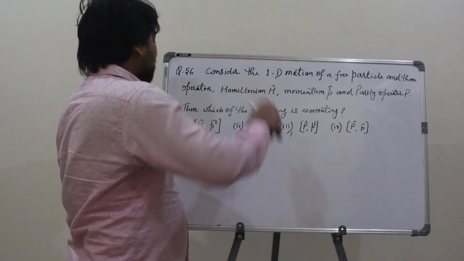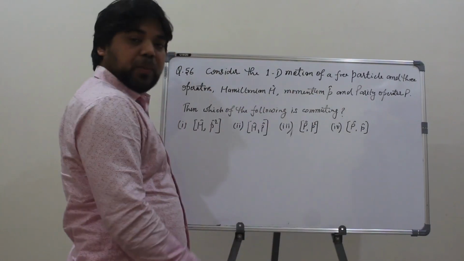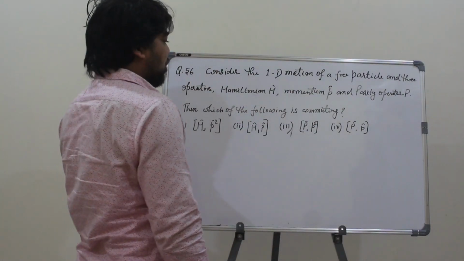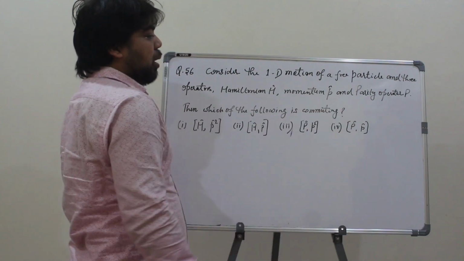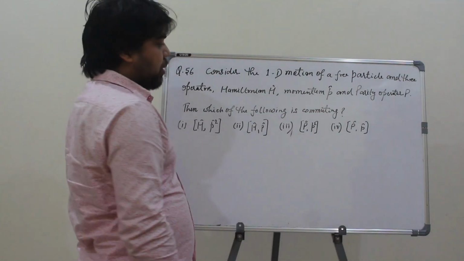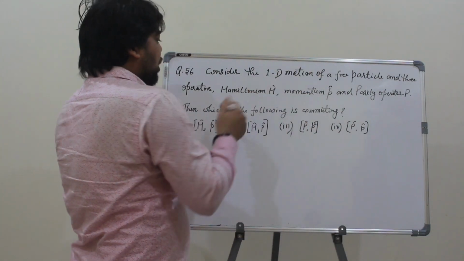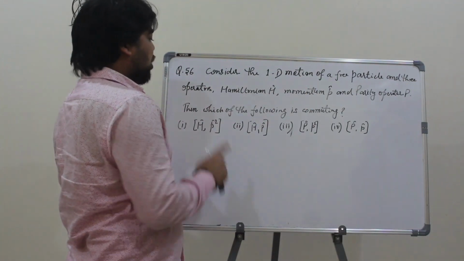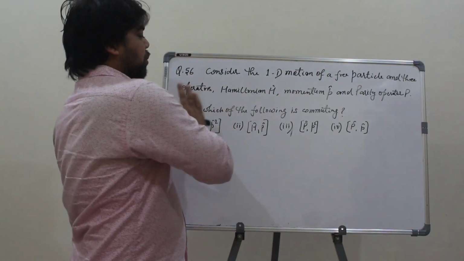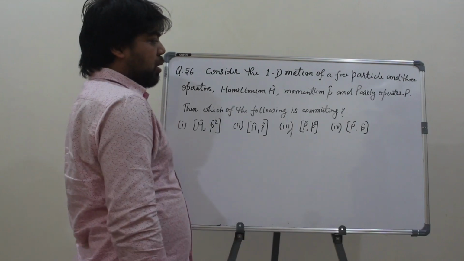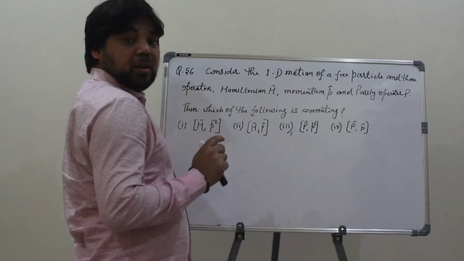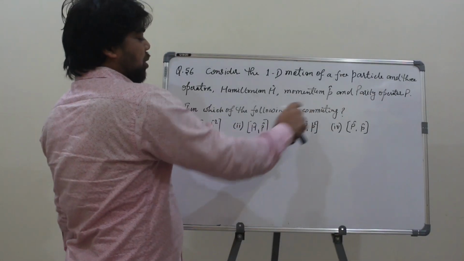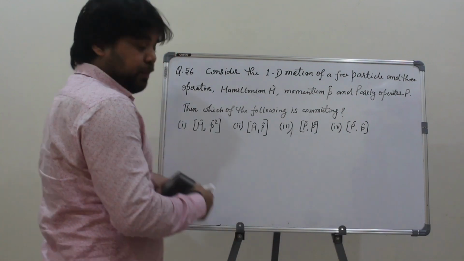Hey everyone, so today we are going to talk about problem number 56 in quantum mechanics, which basically talks about the Hamiltonian operator, momentum operator and parity operators and their relation. So it says consider the one-dimensional motion of three particles and three operators, right? One operator is Hamiltonian, another is momentum operator and then parity operator. And which of the following is commuting, right?